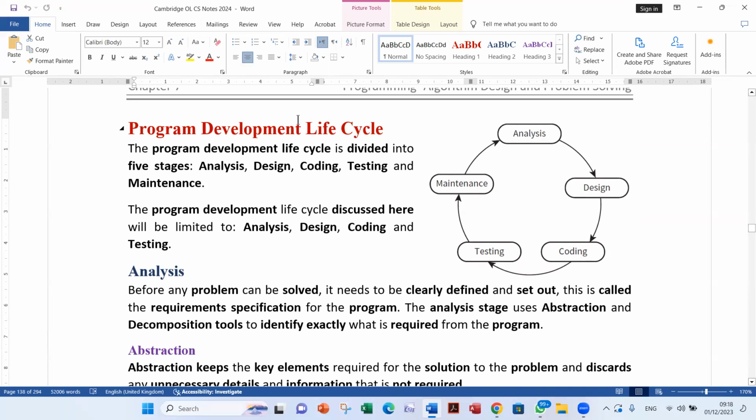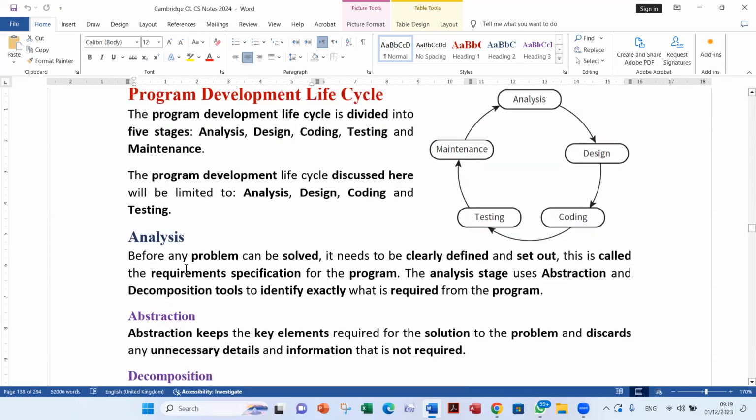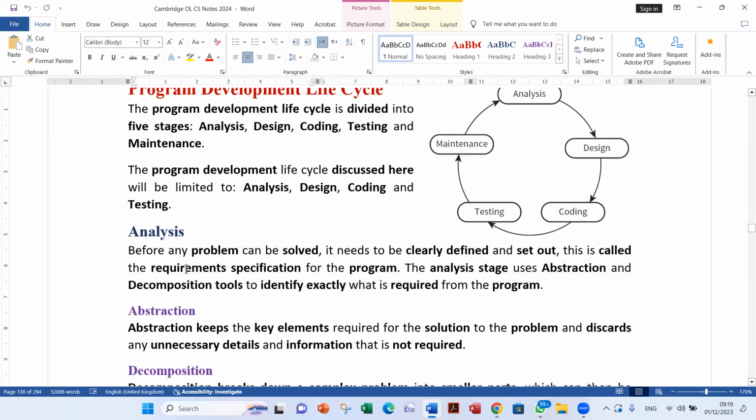So, program development life cycle. The program development life cycle is divided into 5 stages: analysis, design, coding, testing, and maintenance. The program development life cycle discussed here in O-level computer science will be limited to analysis, design, coding, and testing, and nothing about maintenance. It is not mentioned in the syllabus, but it does exist. So let us study first the analysis, because there are some details I didn't say yet in the analysis stage. Before any problem can be solved, it needs to be clearly defined.